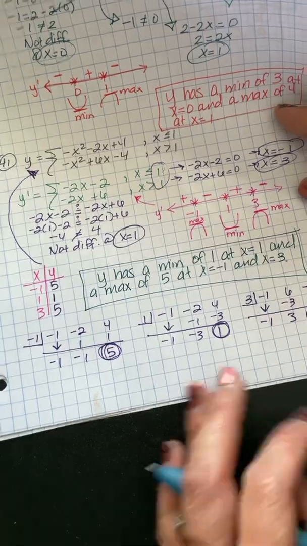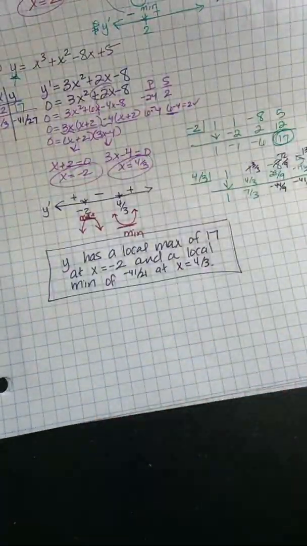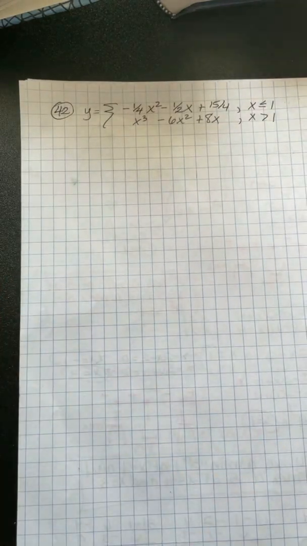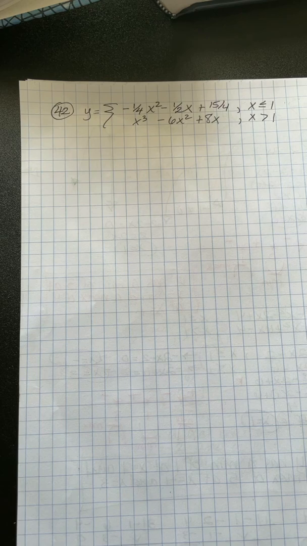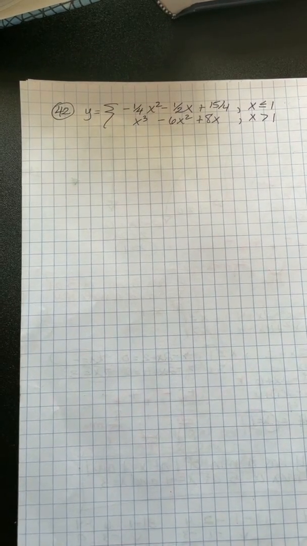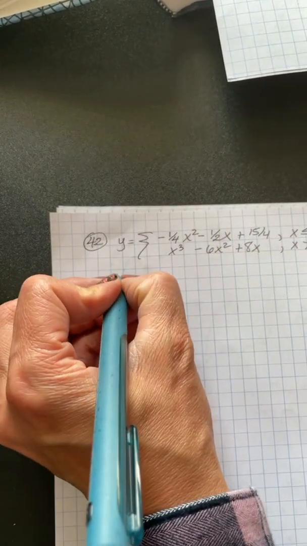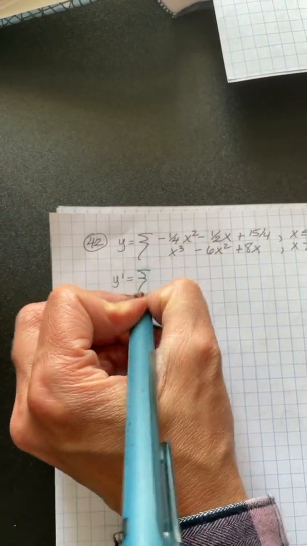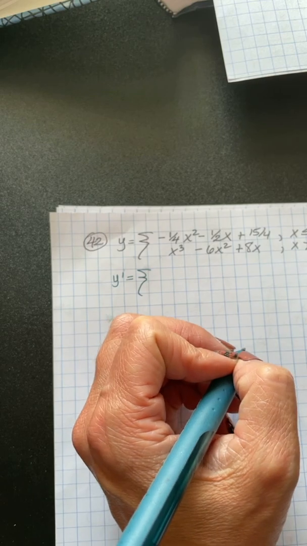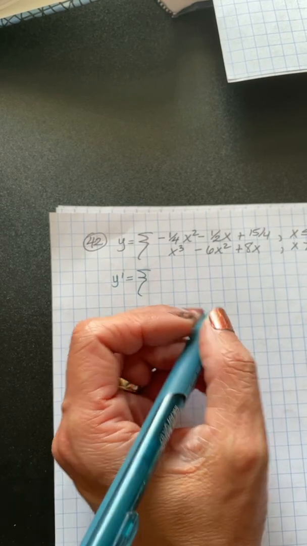And that's 41. Y equals -1/4 x squared minus 1/2 x plus 15/4, where x is less than or equal to 1, and x cubed minus 6x squared plus 8x, where x is greater than 1. All right, so let's just start with a derivative. Obviously, it doesn't matter where you start here. You know what you need to be doing.